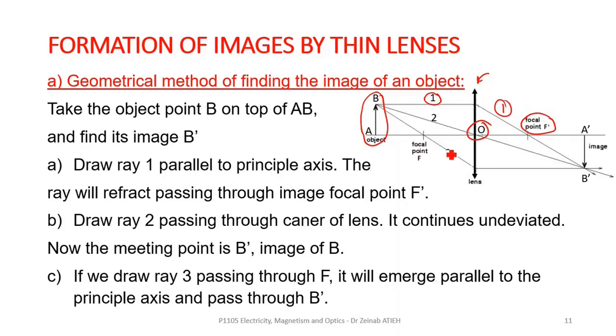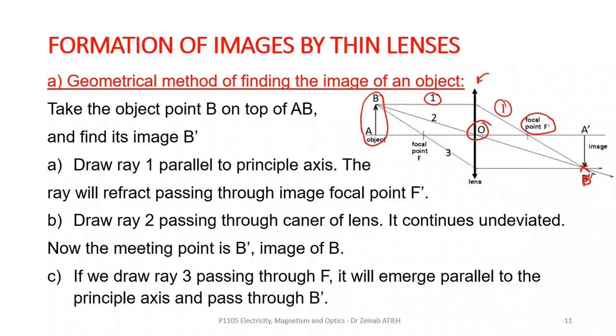Ray 2 passes through O. We know that the ray passing through O will continue undeviated. It continues straight, it does not deviate. So we have drawn 2. The intersection between 1 and 2 is simply B prime. So if we draw B prime, the image of B, we draw it perpendicular to the principal axis and we have A prime and we've got the image. So it's easy to find B prime, the image of B.